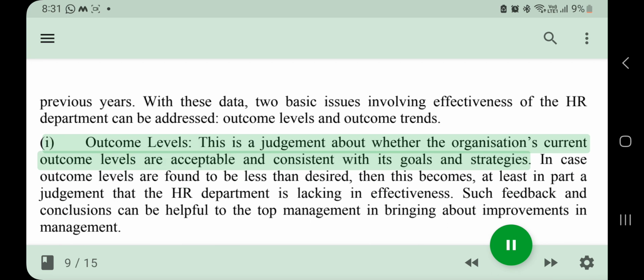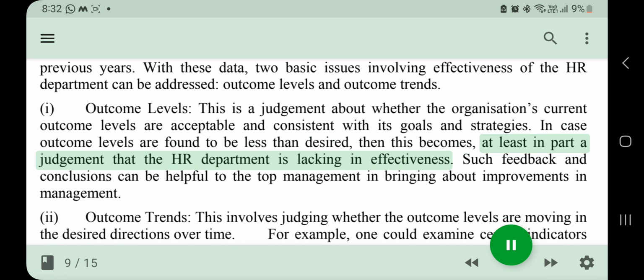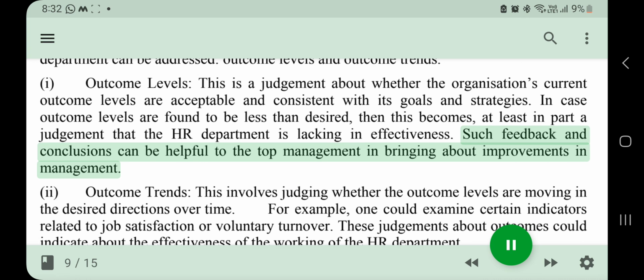Outcome levels. This is a judgment about whether the organization's current outcome levels are acceptable and consistent with its goals and strategies. In case outcome levels are found to be less than desired, then this becomes, at least in part, a judgment that the HR department is lacking in effectiveness. Such feedback and conclusions can be helpful to the top management in bringing about improvements in management.